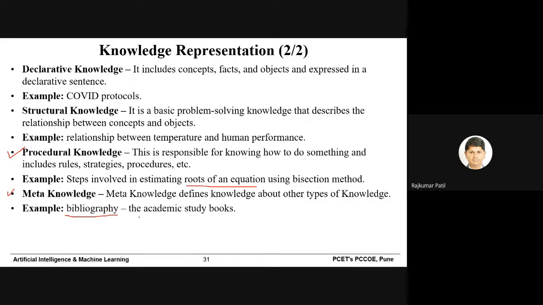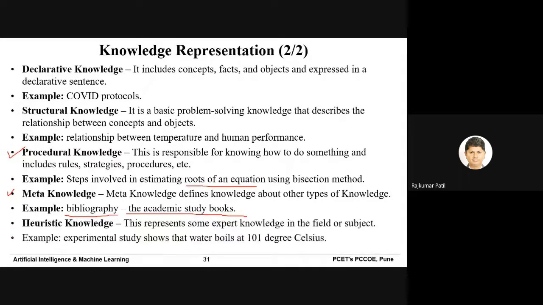And such type of meta knowledge or bibliography you can see in the study books, where some important conclusions are cited. Again, heuristic knowledge. So in meta knowledge, with reference to some other textbook or other knowledge base, you are making some conclusion.